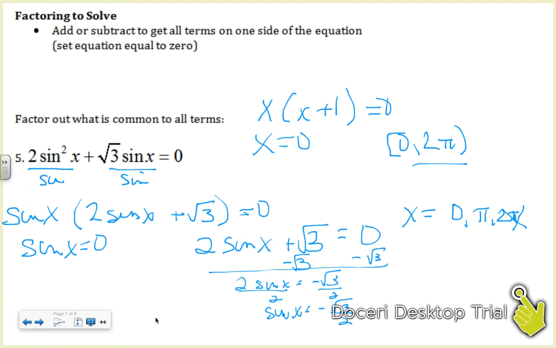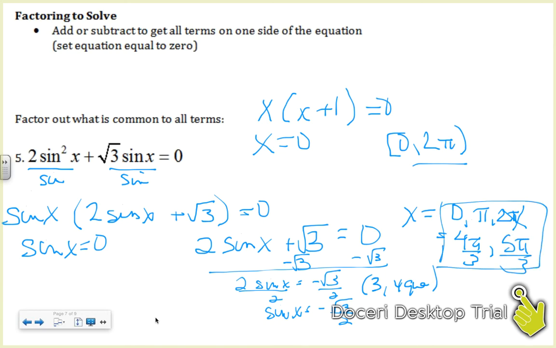So now negative square root of 3 over 2 would be in quadrants 3 and 4. And that would be at 4 pi over 3 and 5 pi over 3. So all of these would be my answers for that solution.